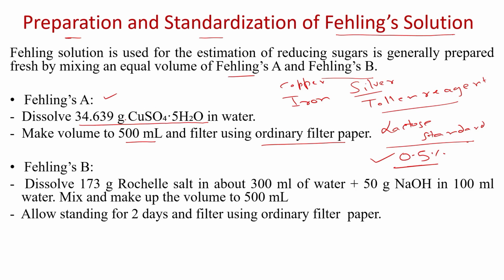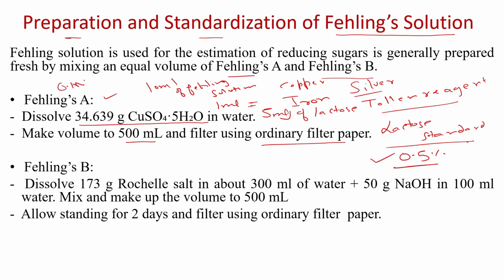Initially it was scientifically designed this way, that 1 ml of Fehling solution will react exactly with 5 milligram of lactose. It was decided in this way that 1 ml of Fehling solution will react exactly with 5 milligram of lactose. So in this way, this is around 0.1 normal.